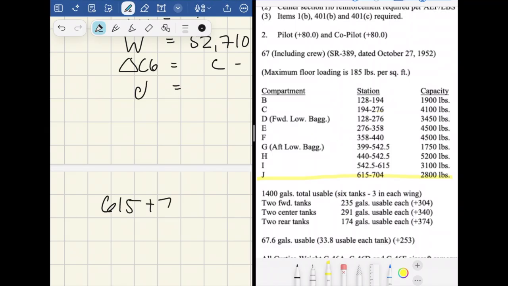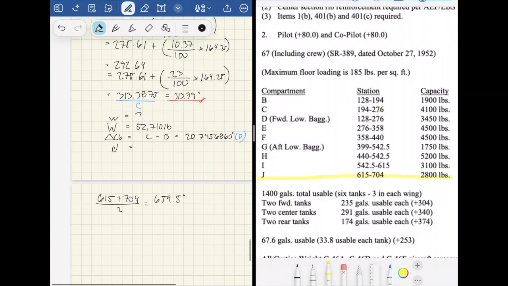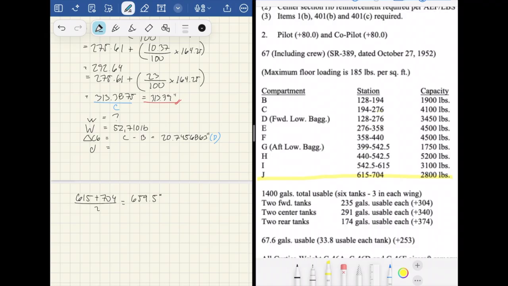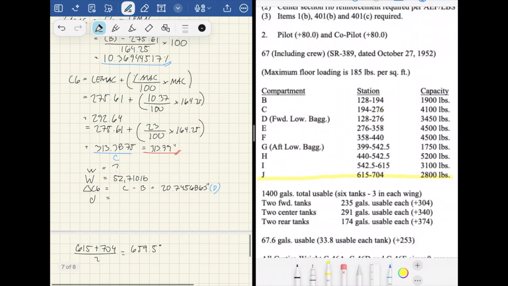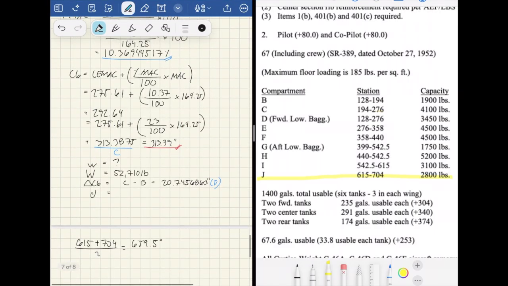615 plus 704 divided by 2 equals 659.5 inches. Now we have 659.5 inches, and our midpoint sa C. Ano bang ating midpoint sa C? Our midpoint sa compartment C is 235.